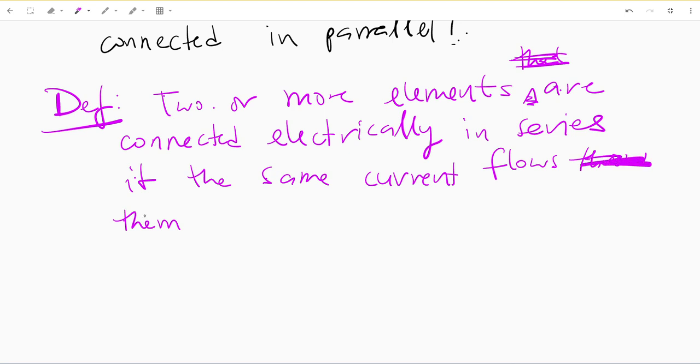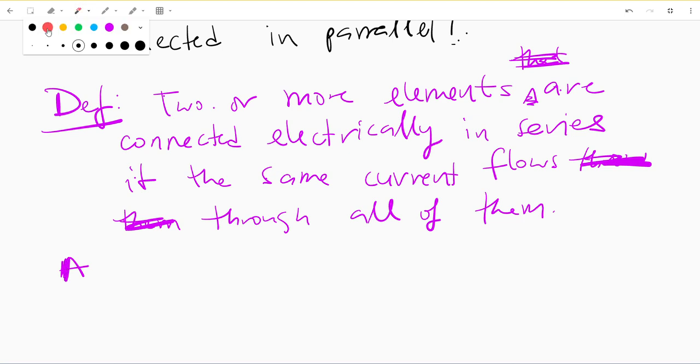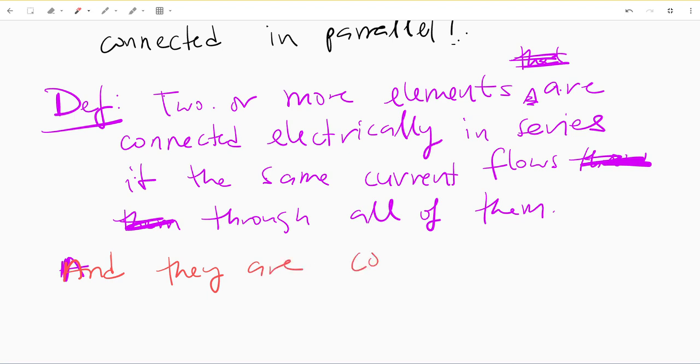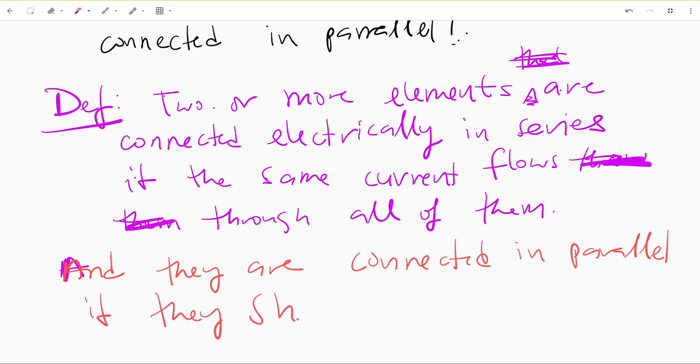Flows through all of them. And let me use a different color here. And they are connected in parallel if they share the same nodes.